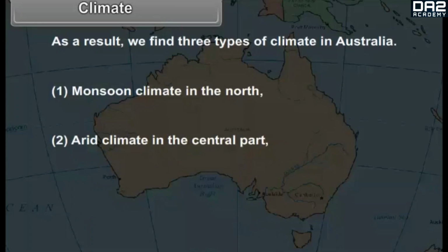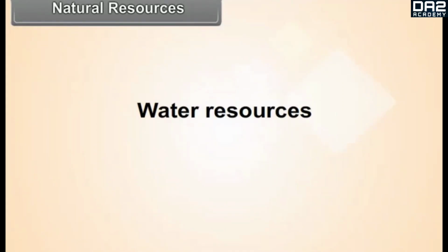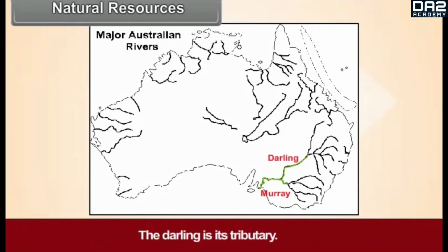Number 2, arid climate in the central part. And number 3, Mediterranean climate in the southwest and southeast region. Natural resources. Water resources. The Murray is the major river in the southeastern part of the continent.